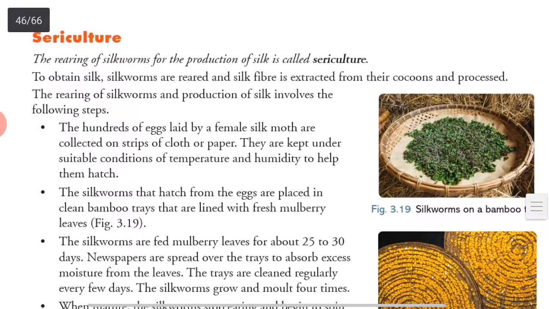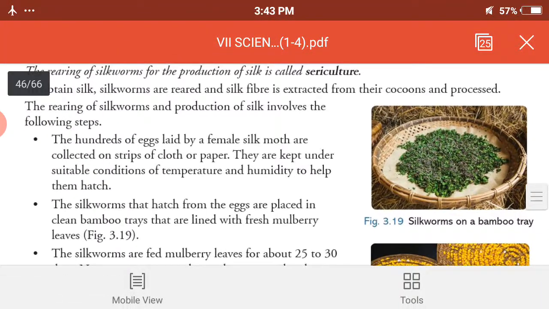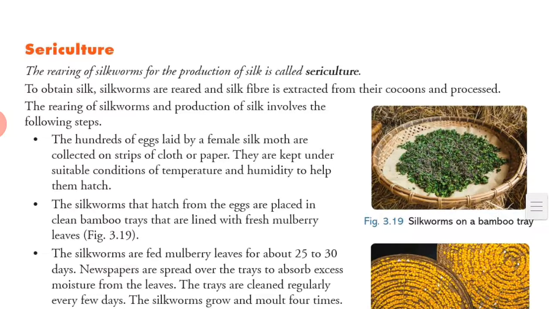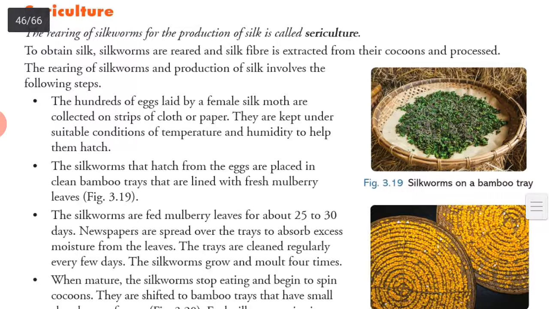Now, sericulture. The rearing of silkworms for the production of silk is called sericulture. Silkworms on a bamboo tray, you can see in figure 3.19. To obtain silk, silkworms are reared and silk fiber is extracted from their cocoons and processed.